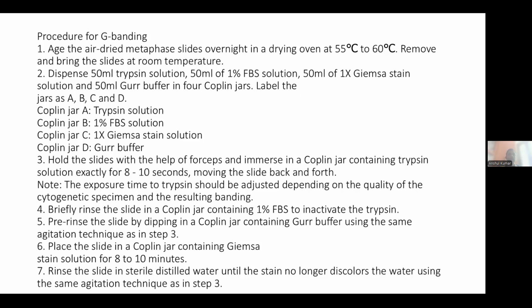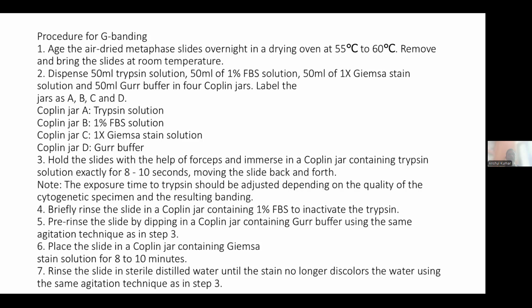For the process, hold the slide with the help of forceps and immerse it in the Coplin jar containing the trypsin solution for exactly 8 to 10 seconds, moving the slide back and forth. The exposure time to trypsin should be adjusted depending on the quality of the cytogenetic specimen and the resulting banding. Briefly rinse the slide in the Coplin jar containing 1% fetal bovine serum to inactivate the trypsin. So after the trypsin, the extra nuclear parts are removed, and then the enzyme activity has to be inactivated, and that is done in Coplin jar B, which contains 1% FBS.